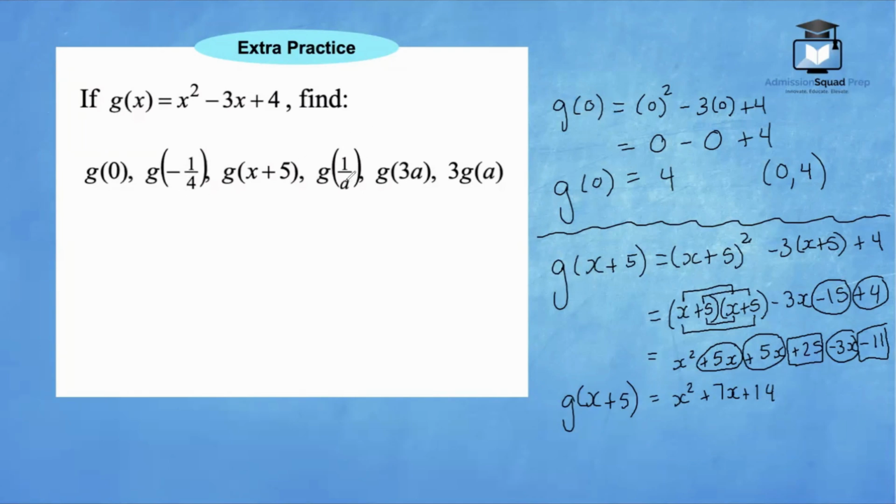For this example, we're going to replace x with 1 over a. So they're all very similar. For this one, I just wanted you to pay attention to 3 times g of a. You're going to evaluate g of a, meaning we're going to replace x with a, and then multiply your final answer by 3. We will cover more problems like this in the future.